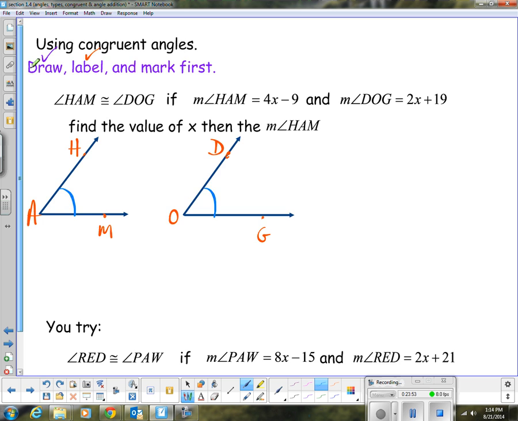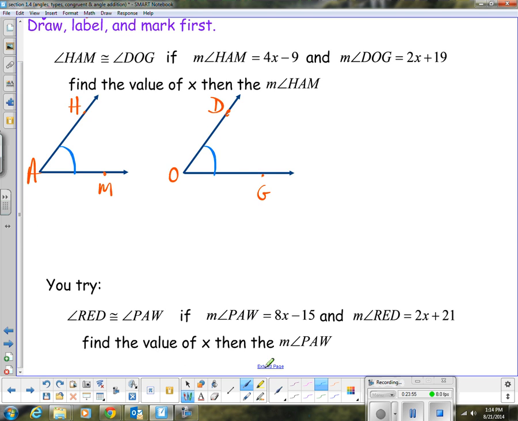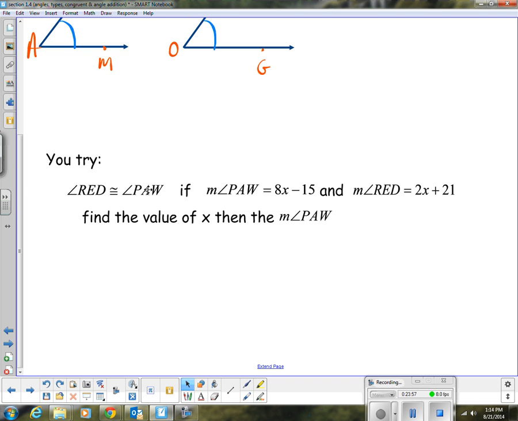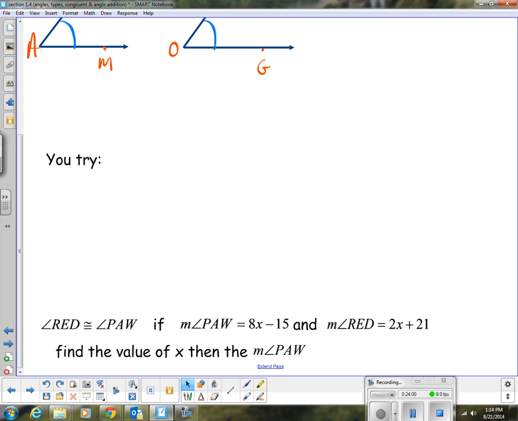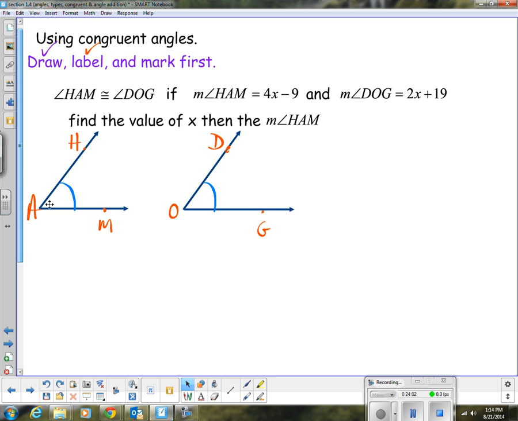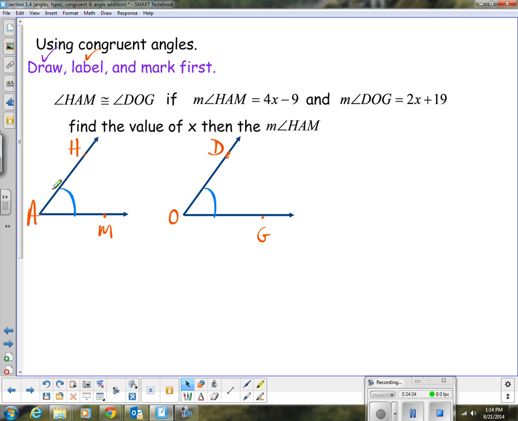So here I'm having you do this. I'm jumping to algebra. I don't think we're ready. Did I give you enough algebra information up here? Hold on, let me see. Oh, I did. So now I've got my picture drawn. The next thing I'm going to do is look at what they gave me. They told me that the measure, notice, now we're talking about the measure of HAM is 4x minus 9. The measure of DOG is 2x plus 19.